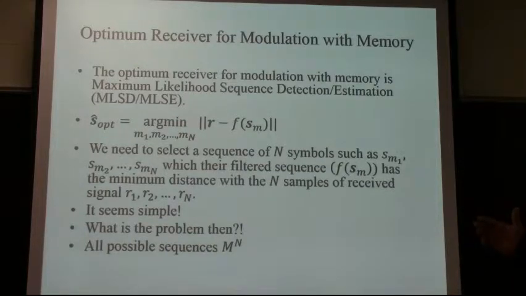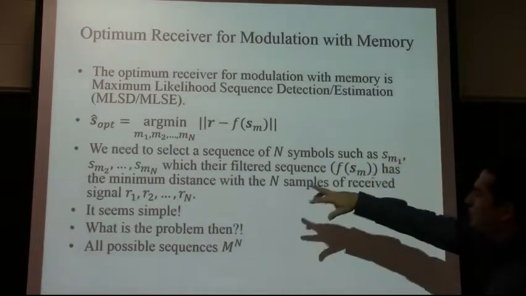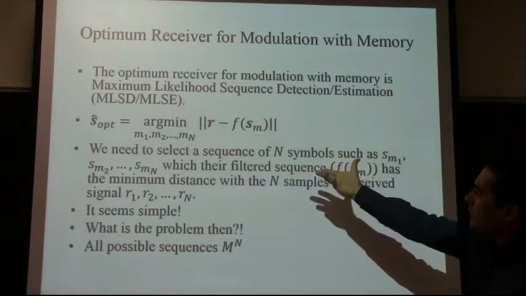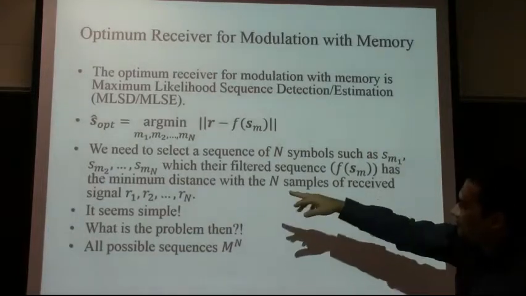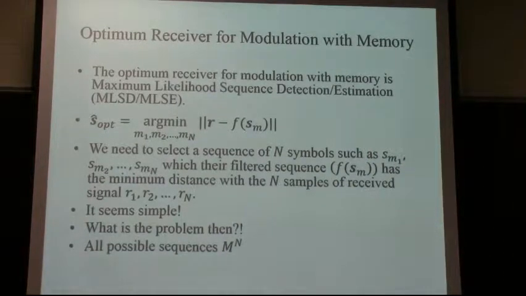The point is that we are looking for a sequence which is SM1 through SMN. There are n samples of the received signal. We need to just decide what SM1 through SMN are, and the observation is R1, R2 to Rn. It is simple because we just need to put this sequence inside that. We know what F is. We calculate F of Sm. This Sm is the boldface vector. And we find which of them is working better, which is the nearest sequence. The procedure seems simple, like the previous one.